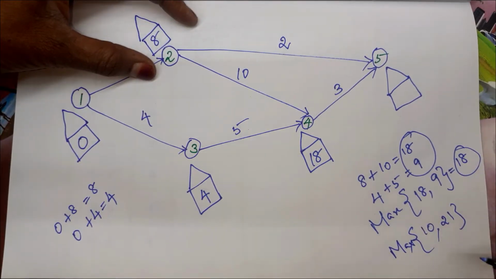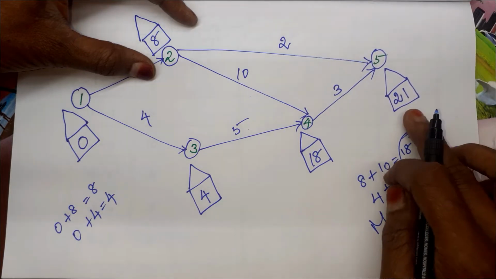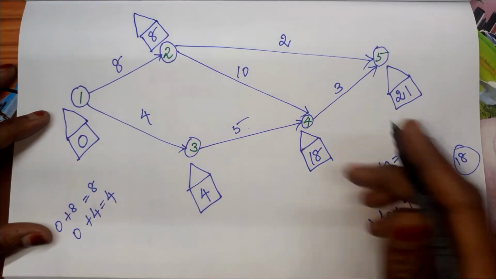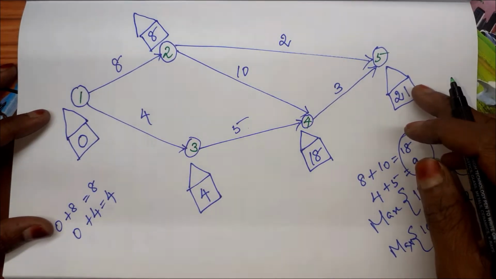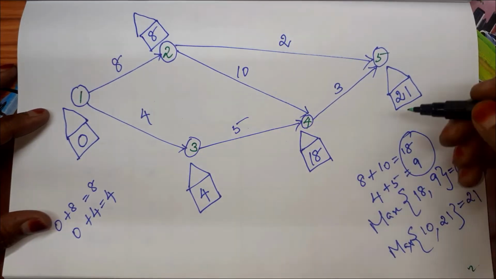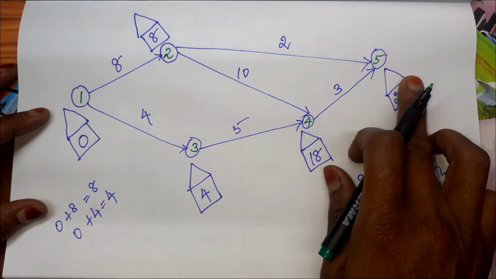Maximum of these two. So the maximum of these two is 21. So 21 we are writing in at last. Now come to the reverse. We are going to write all the triangle values, that is the latest starting times. Here we started from the starting point and we ended at last.